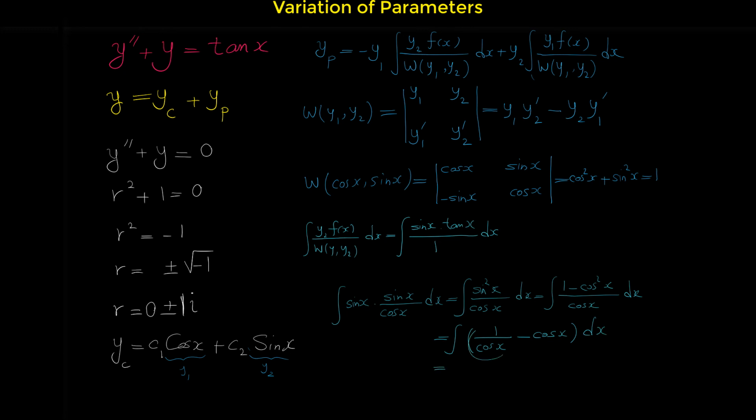Now note that 1 over cosine is secant of x. Reciprocal of cosine is secant. Secant is reciprocal of cosine. And we know from the formula of integrals that the integral of secant is ln of secant of x plus tangent of x. Hopefully you remember this formula. And what is the integral of cosine? The integral of cosine of x is sine of x.